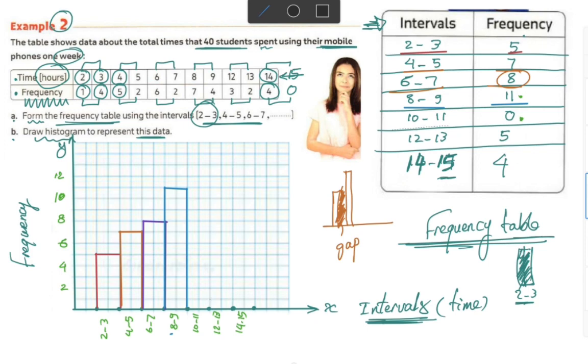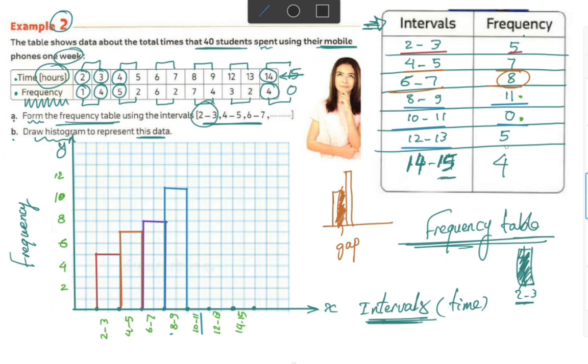Next one, from 10 to 11, has 0. What's the meaning of 0? It means you will draw nothing. So this interval has 0. Will I draw anything? No, don't draw. So go to the next.